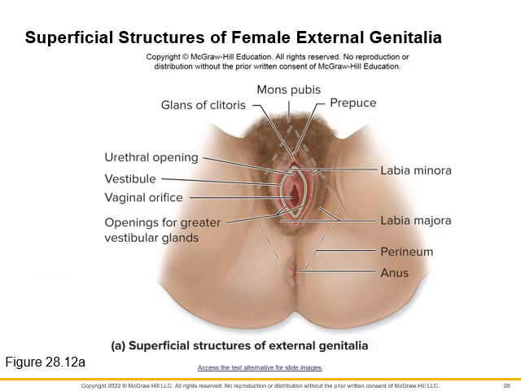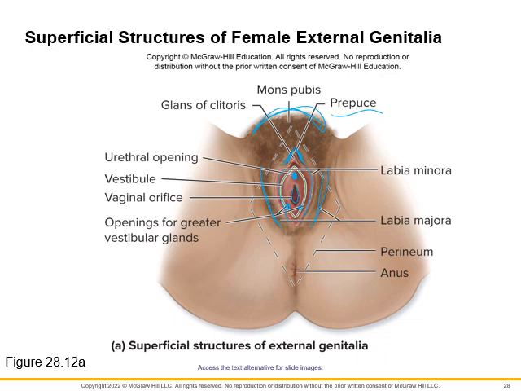So you can see here maybe the hood, that's the prepuce. This is the mons pubis, the fat cushion. You can see the outer folds are the labia majora. You can see the inner folds are the labia minora. And then inside the vestibule, you can see the opening for the urethra and the opening for the vagina.